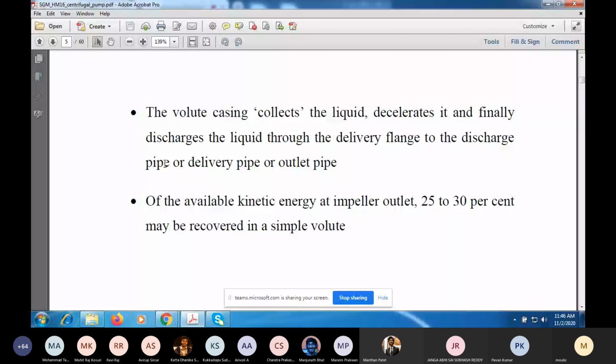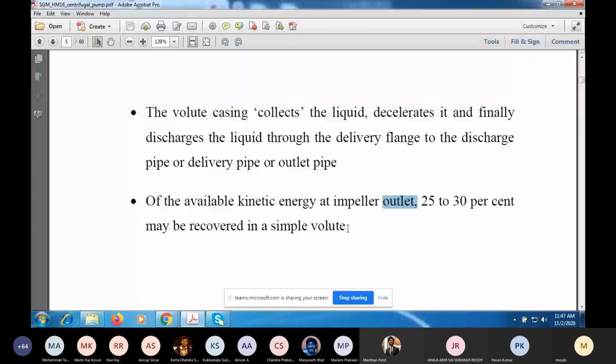And if you look at the available kinetic energy at the outlet of the impeller, about 25 to 30% of this might be recovered in the form of pressure in a simple volute. So by reducing the kinetic energy, you make the kinetic energy about 70 to 75% of what value it had at the impeller outlet. And at the exit of the pump, the remainder energy will be in the form of pressure.